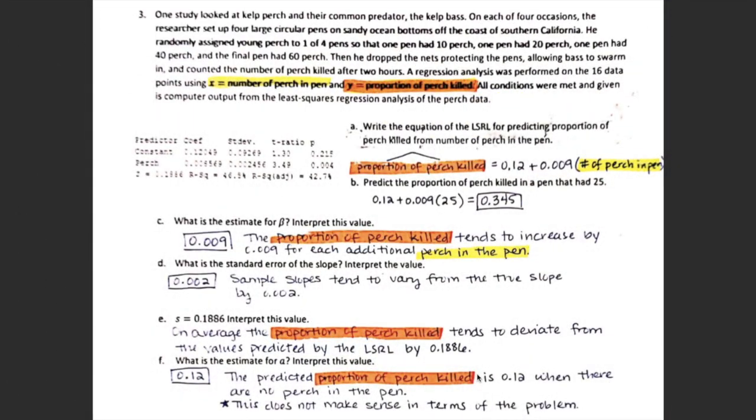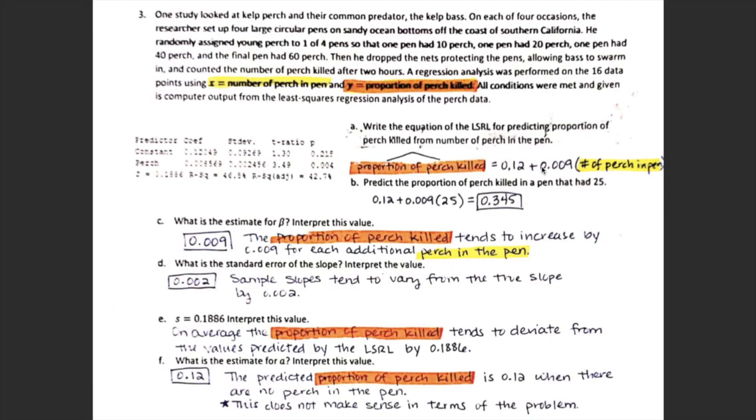Okay, so let's look at number 3. So part A asks you to write the equation. So you're going to start with your y, proportion of perch killed, and don't forget to put the little hat on it because it's a prediction. And then that equals your a, your y-intercept. I got that from over here, 0.12. The constant. It's a little hard to see here in the video, but if you go to your guided practice, the blank one, you can see it a lot better. Okay, and then your plus b, right, your slope. So you come over here, what's your slope?